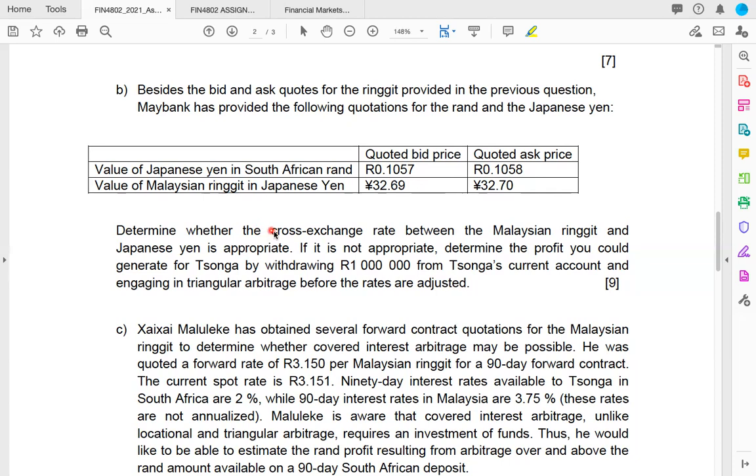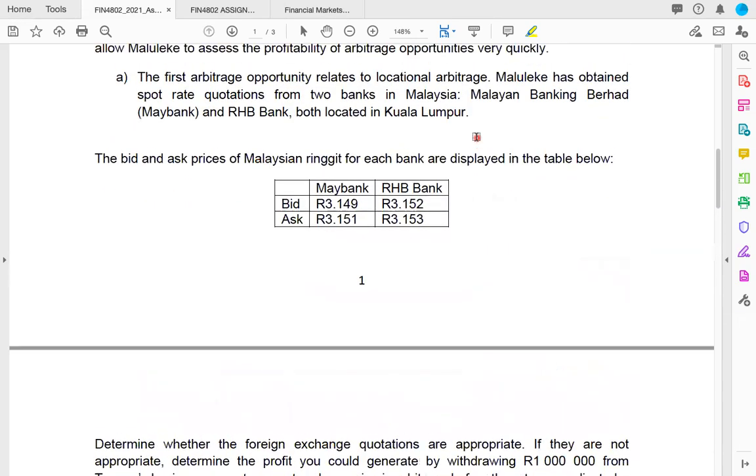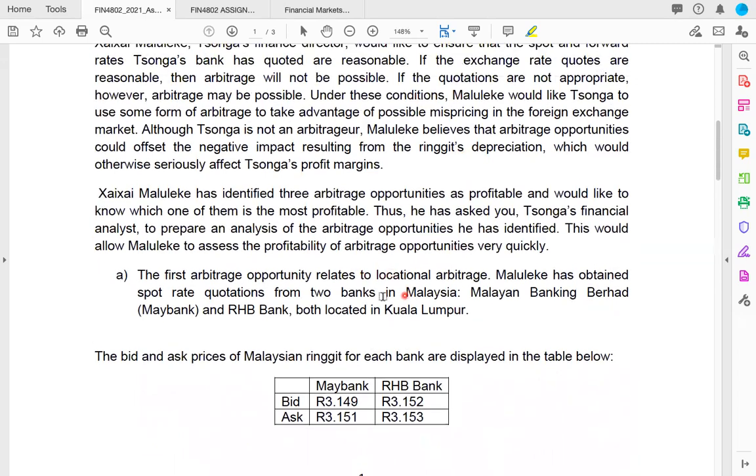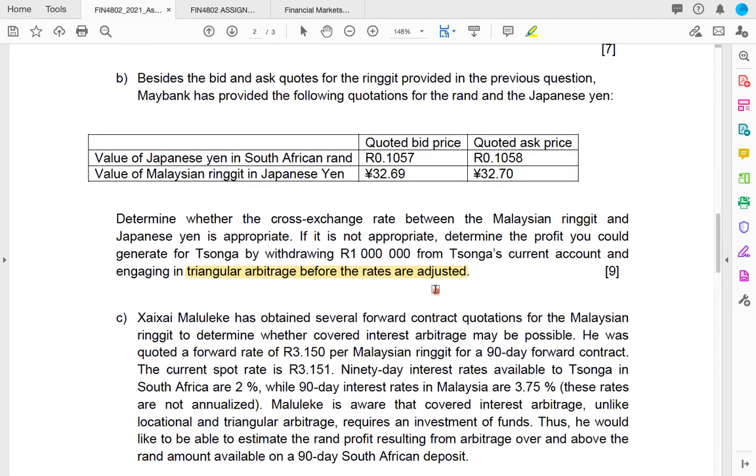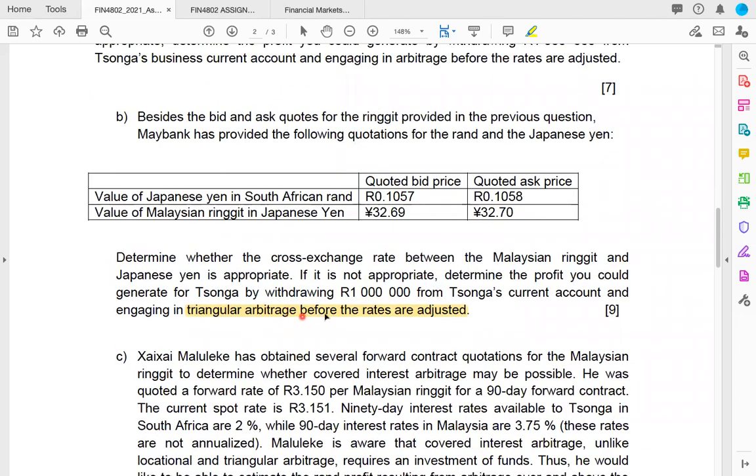Okay. And then you are asked to determine whether the cross exchange rate between the Malaysian ringgit and the Japanese yen is appropriate. If it is not appropriate, determine the profit you would generate for Tsonga by withdrawing 1 million from Tsonga's current account and engaging in triangular arbitrage before the rates are adjusted. Okay, so far we've looked at one type of arbitrage, locational arbitrage. Next, we also have a special type of arbitrage that's known as triangular arbitrage.